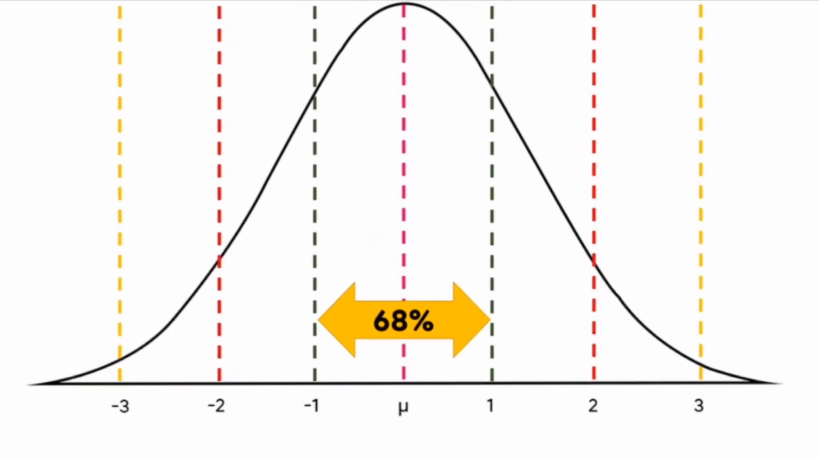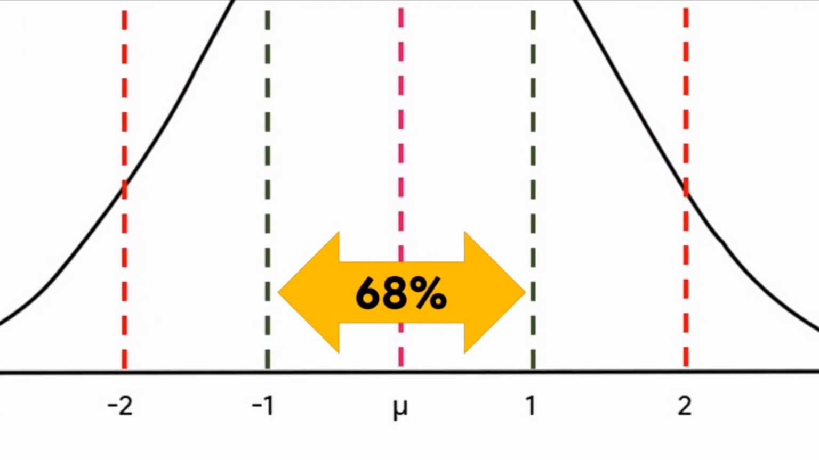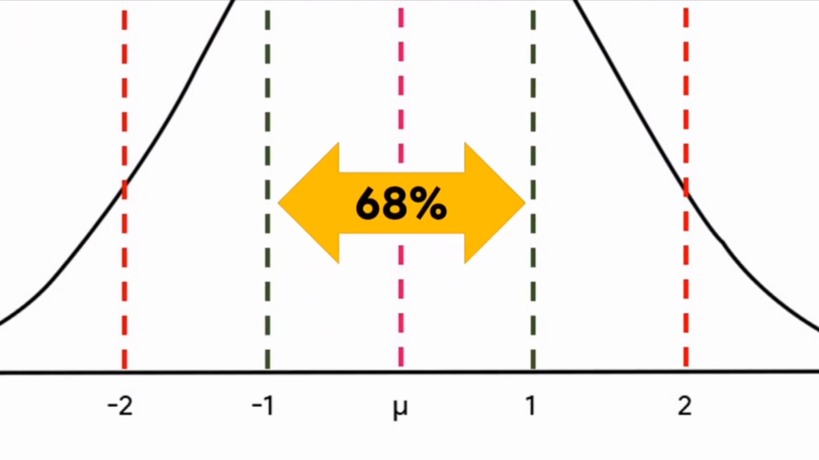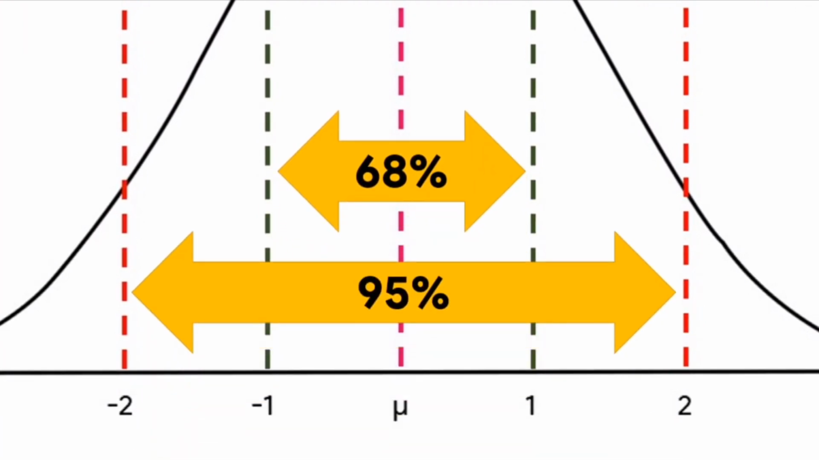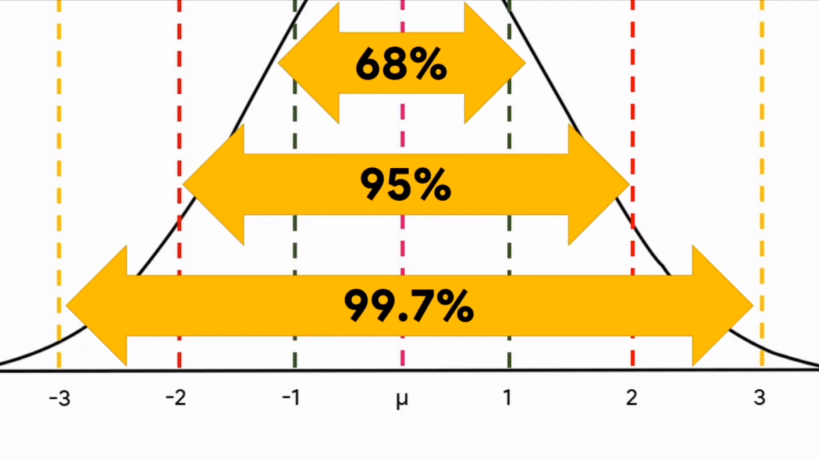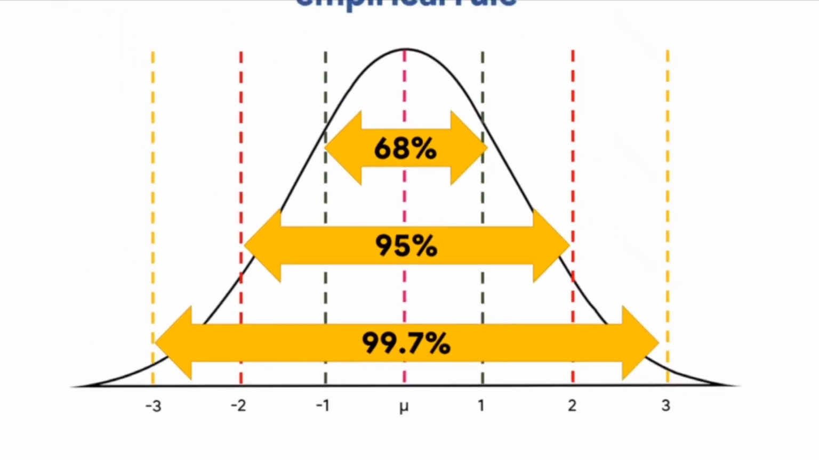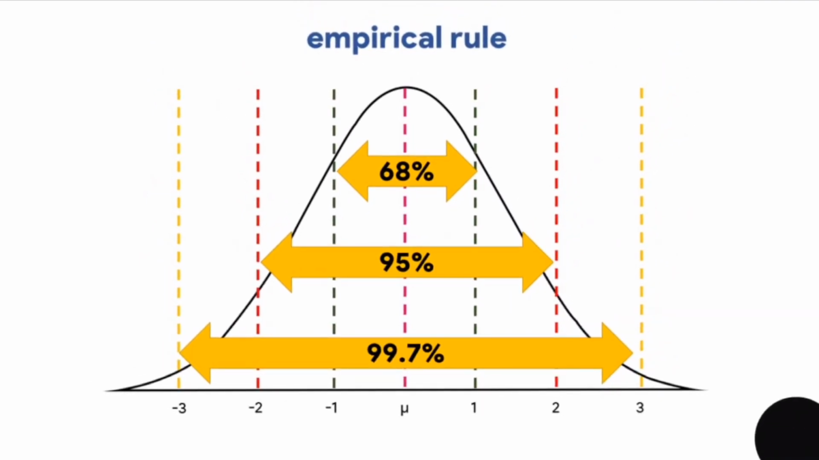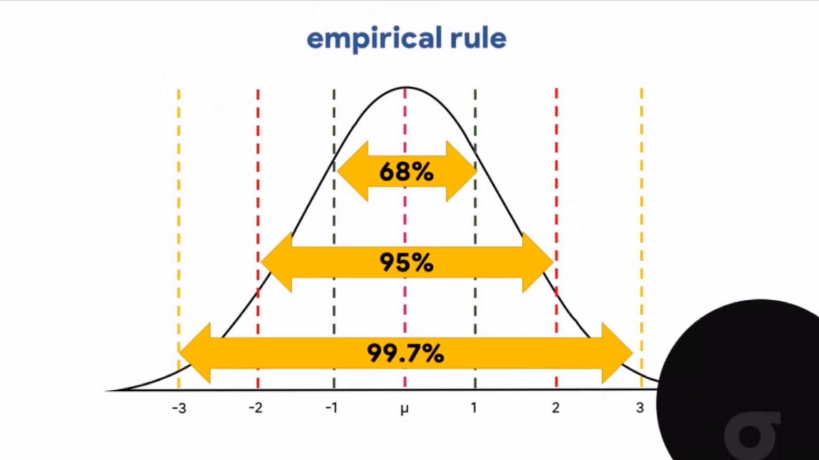68% of data falls within 1 standard deviation from the mean, 95% within 2 standard deviations, and 99.7% within 3 standard deviations from the mean. To fully understand the empirical rule, the first thing you need is a basic knowledge about standard deviation.